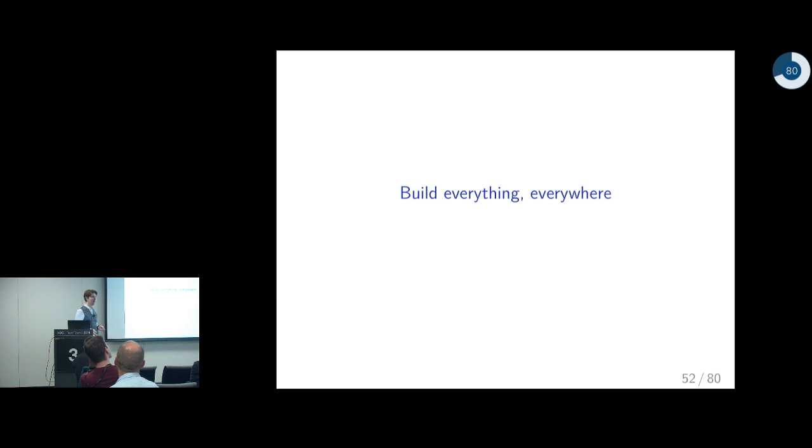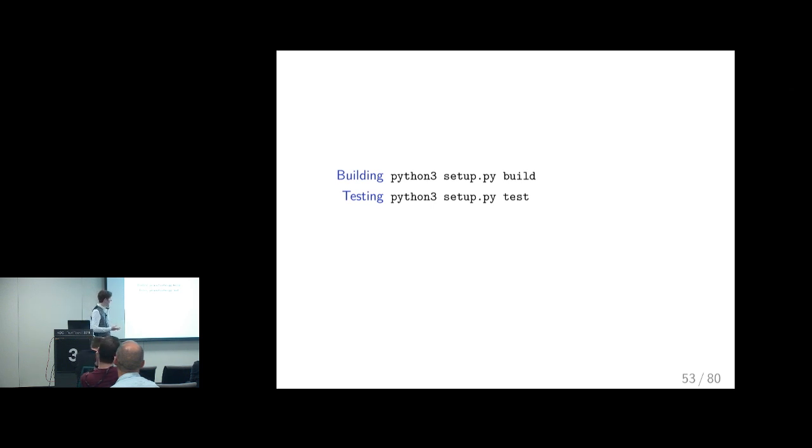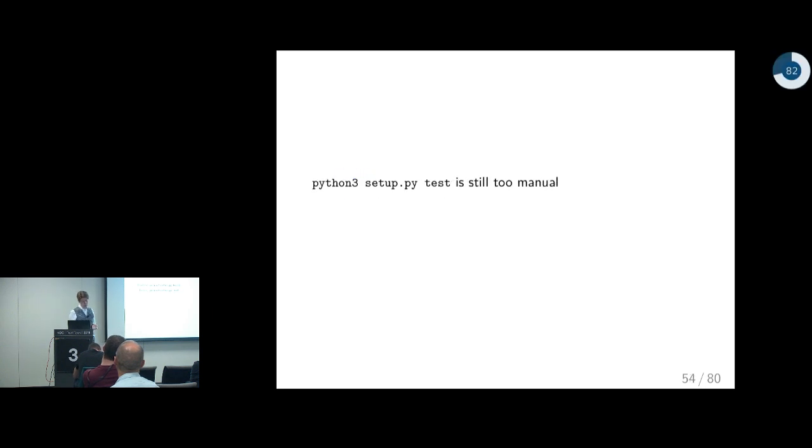Because we want to build everything, and we want to build it everywhere. So this is pretty good. This is what we can now do. By running setup.py build, we can build our project, and we can test it with setup.py test. But in my opinion, this is still a little bit too manual, right? It's way too manual, because now I need to actually go in somewhere and type that command.